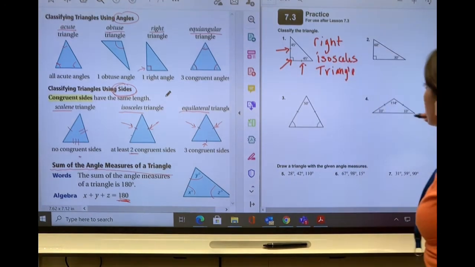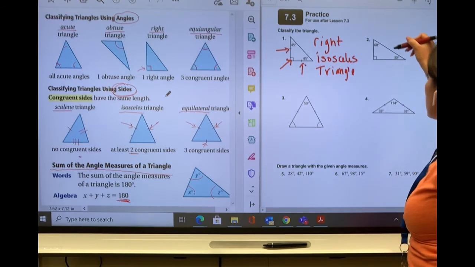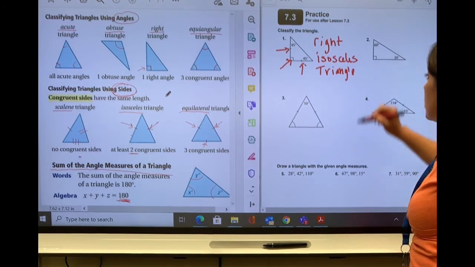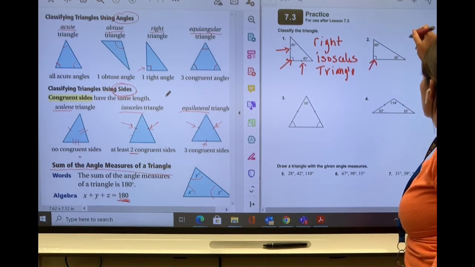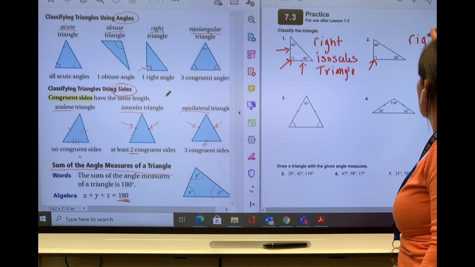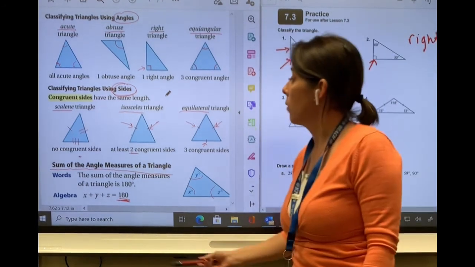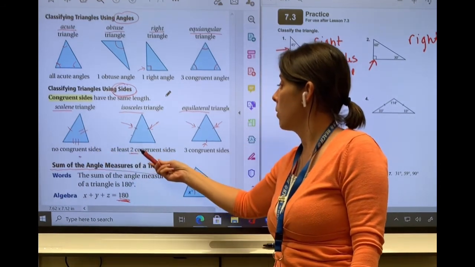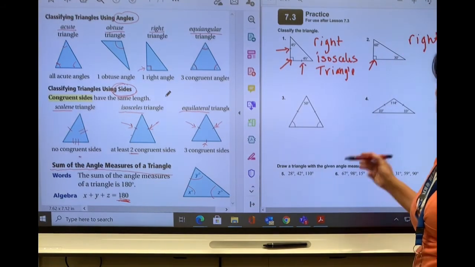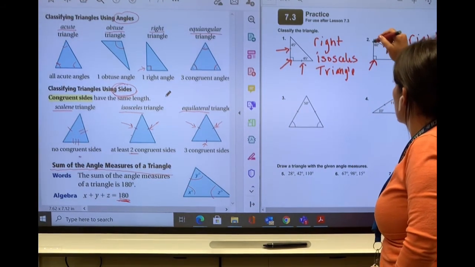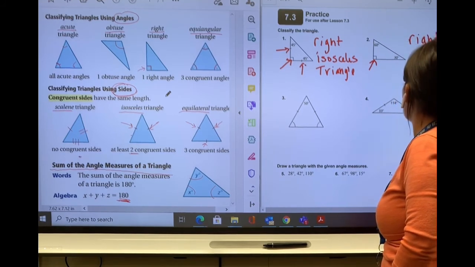Okay, and then we're going to look at the next one. So again, I'm going to look at the angles first. I have 30 degrees, 60 degrees, 90 degrees. So I have one right angle right there. So I know this is going to be a right triangle. Now I need to determine the sides if I can. I'm looking for either nothing is the same, two are the same, or all three are the same. And since this is not marked at all or measured at all, I can't conclude that any of the sides are the same. So this one is going to be a right scalene triangle.